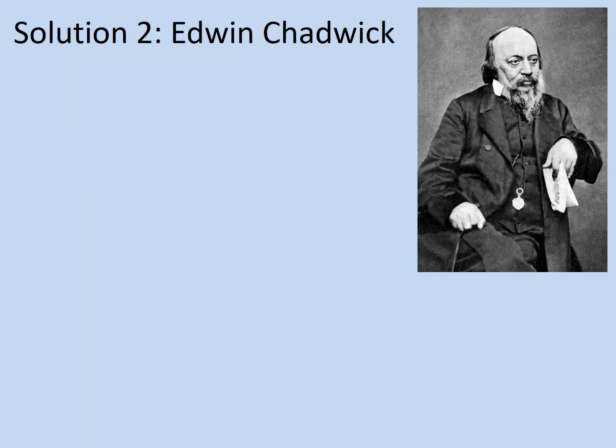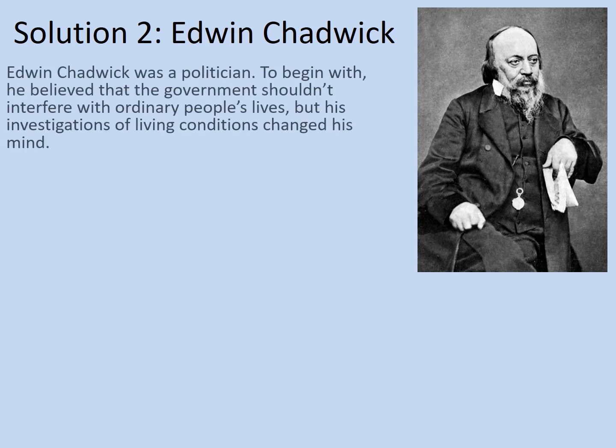Solution number 2, Edwin Chadwick. There he is pictured. Edwin Chadwick was a politician. To begin with, he believed that the government shouldn't interfere with ordinary people's lives, but his investigations of living conditions changed his mind. He was a big believer in Jeremy Bentham's utilitarianism. You don't really need to know about this, but it's summed up by the phrase, the greatest good for the greatest number. Chadwick believed that there would always be some people who lost out, always be some people who did too well, but as long as the majority of people were well, then that was the best the government could do.